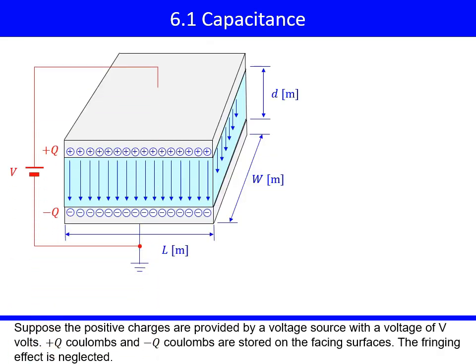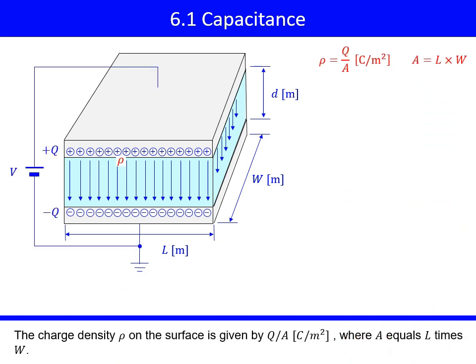Suppose that the positive charges are provided by a voltage source, and its voltage is V volts. Positive Q coulombs and negative Q coulombs are stored on the facing surfaces. The fringing effect is neglected. The charge density ρ on the surface is given by Q over A coulombs per square meter, where A equals L times W.